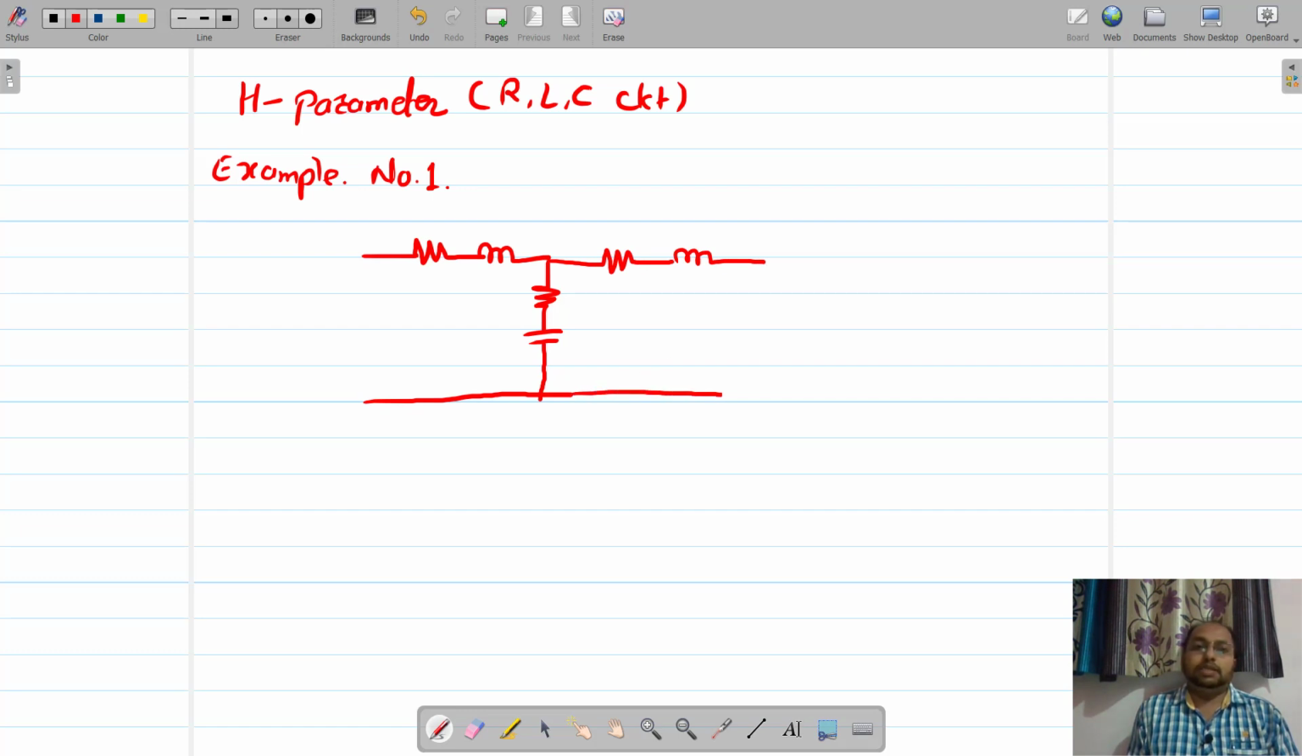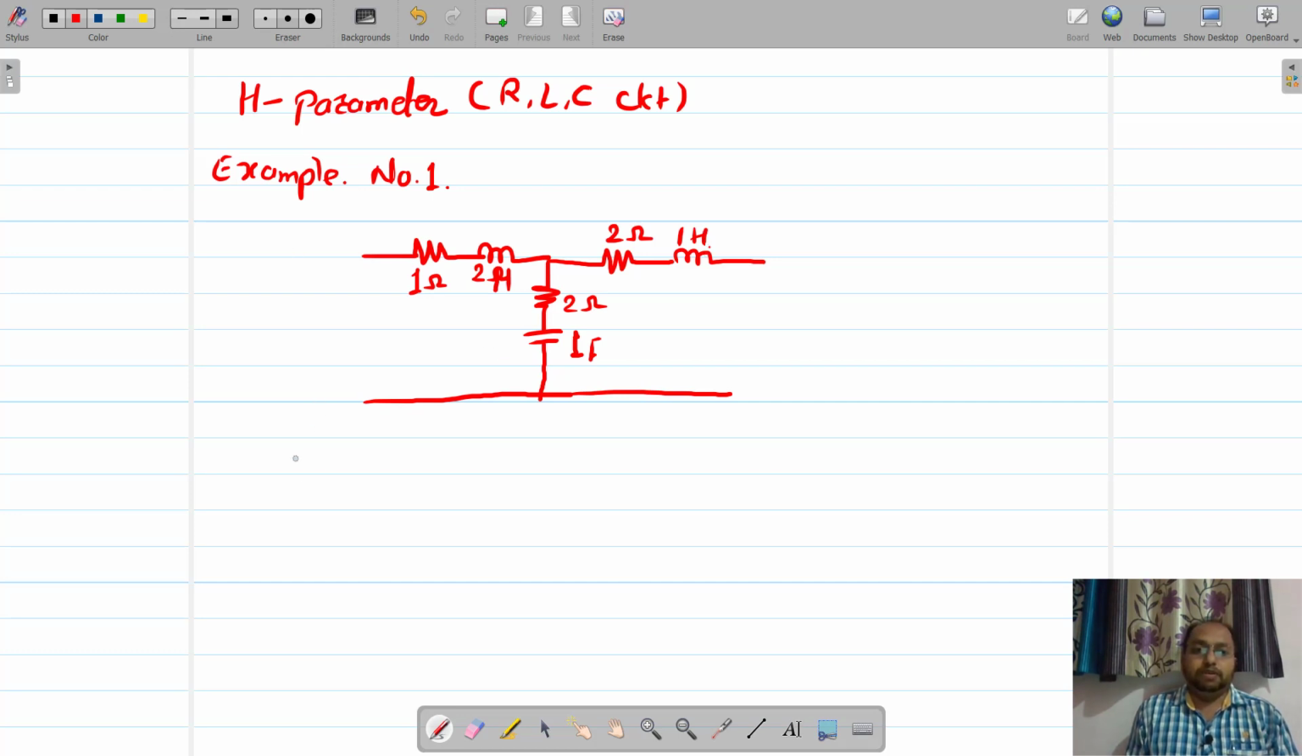So let us say this is our circuit diagram. Let us say this is 1 ohm, this is 2 Henry, not ohm. Let us say this is 2 ohm, this is 1 farad, 2 ohm, and 1 Henry.